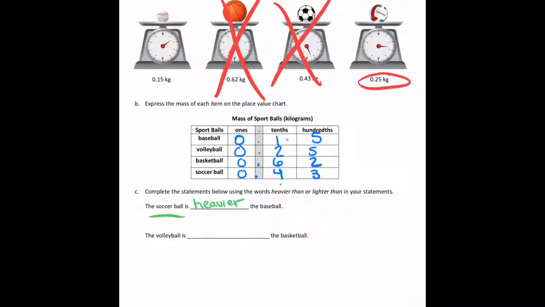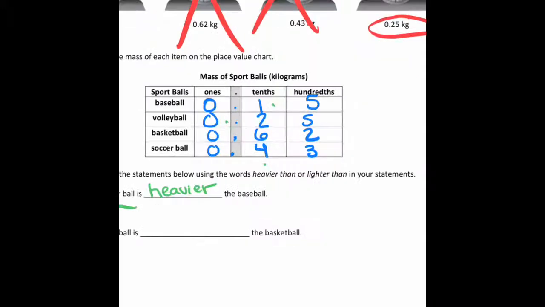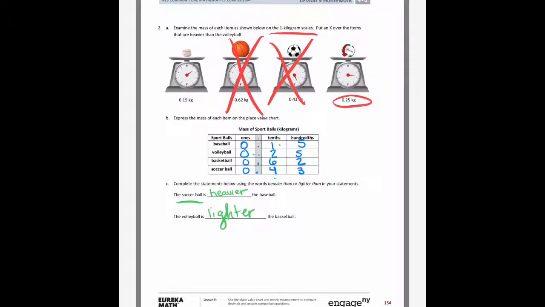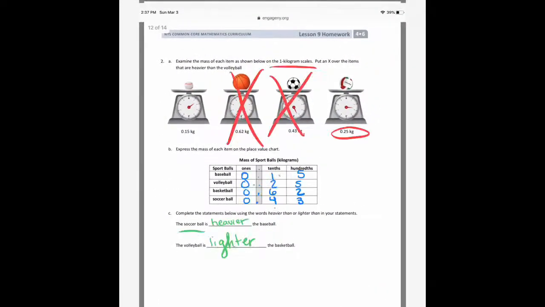And it says the volleyball is blank the basketball. Well, the volleyball has 2 tenths and the basketball has 6 tenths. So that automatically makes the volleyball lighter than the basketball because 0.62 is bigger than 0.25. So it's less. All right, let's look at the last section.